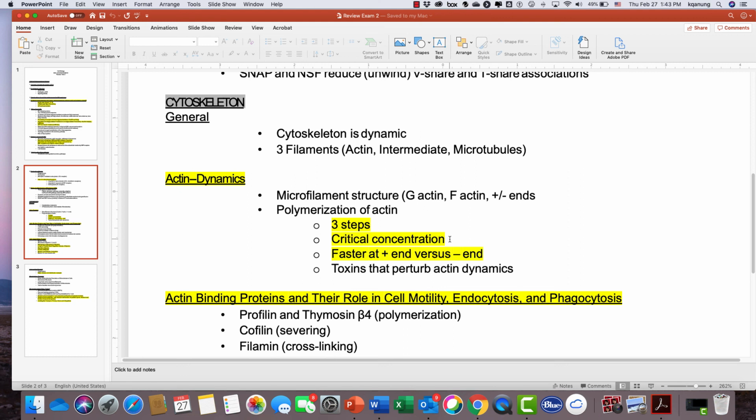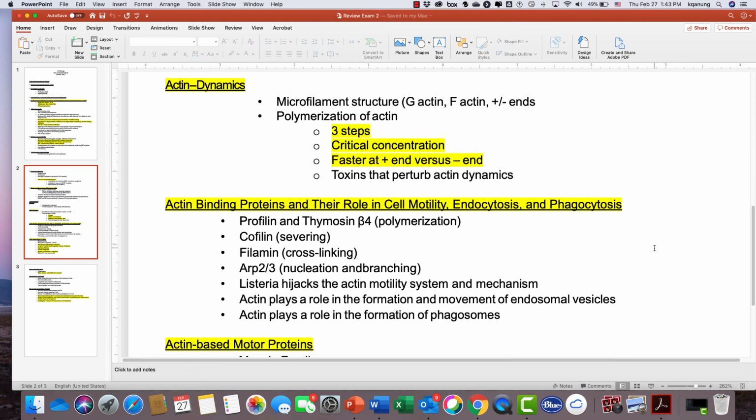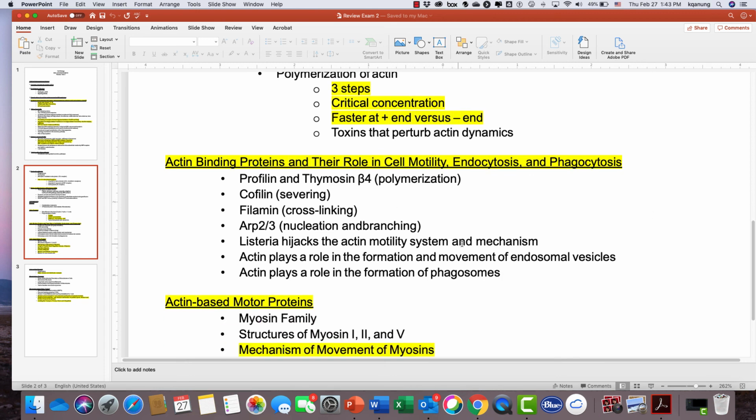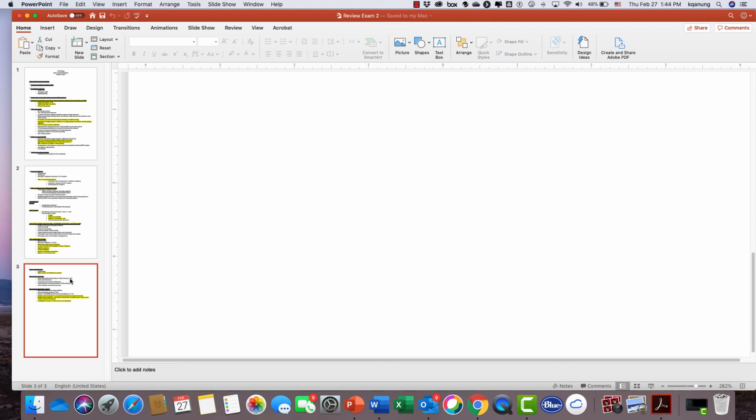So these are just a basic idea: if you have the numbers, remember that you do not have to calculate anything. And these are a lot of different proteins, so it needs a good amount of time. The actin binding proteins, motor proteins, and the motor protein step size, how you can identify those. Those are important, and the neck length is related to the step size. You may be given a chart of step sizes, and you have to look at the diagrams of a couple of different myosins and say whose step size is small and whose step size is big. So you may have to identify those.